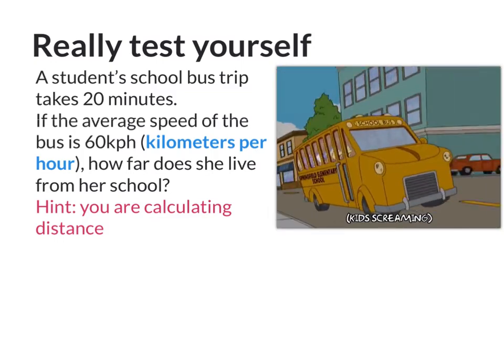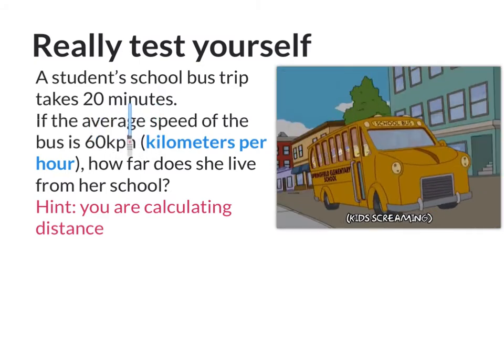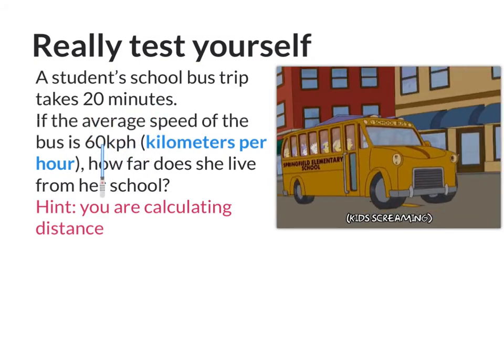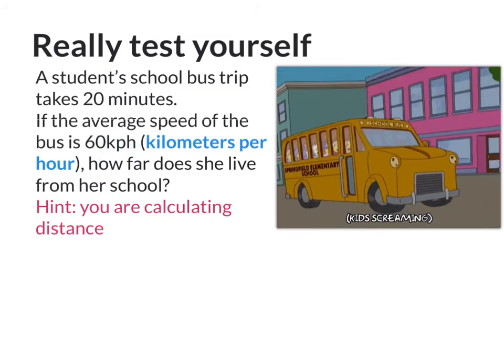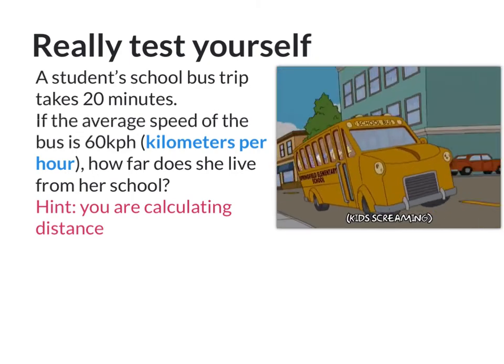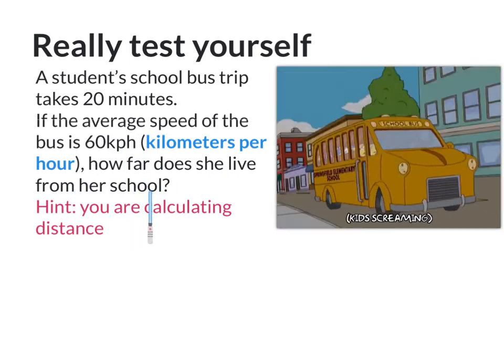Right, we've got a bus ride. And it tells me that it takes the bus 20 minutes. But it doesn't tell me how far it went. It tells me how fast it was going. So it was going at 60 kilometers per hour. So how far did she live from her school?